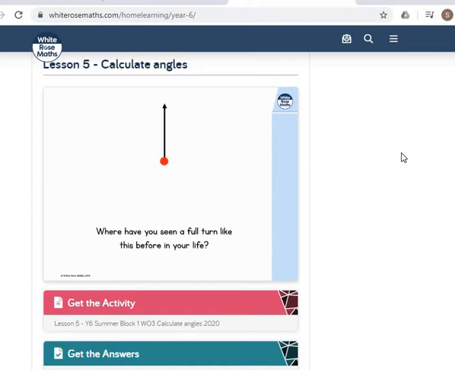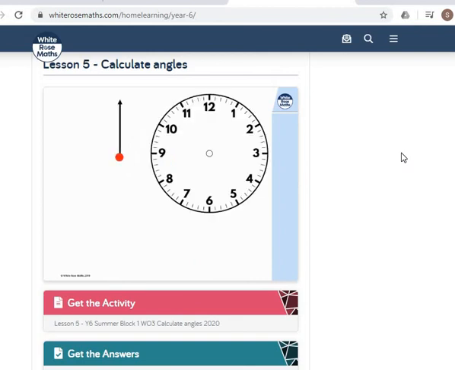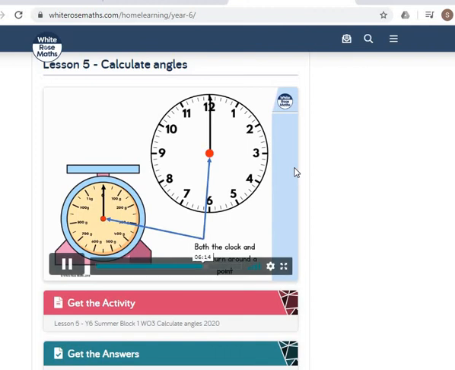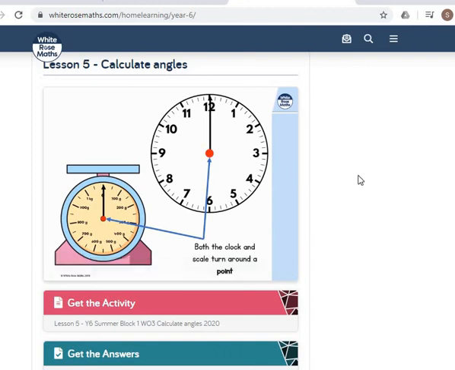I want you to think now, where have you seen a full turn like this before in your day-to-day life? Perhaps you might be thinking of a clock, picturing it as the minute hand or the hour hand. You might have also been thinking about a scale as it goes round. But we can see both of these things have something in common. They both share a point. Both the clock and the scale turn around the point.